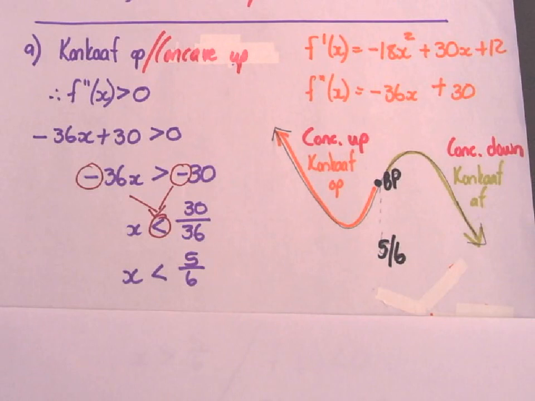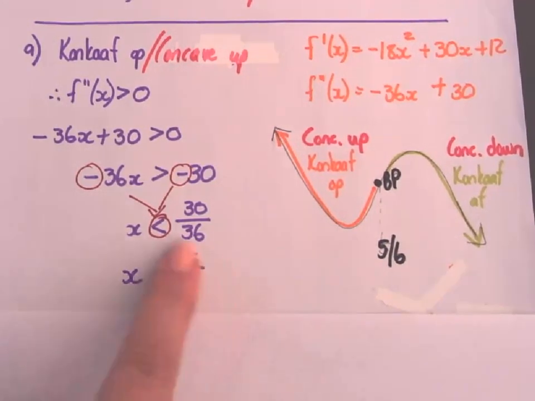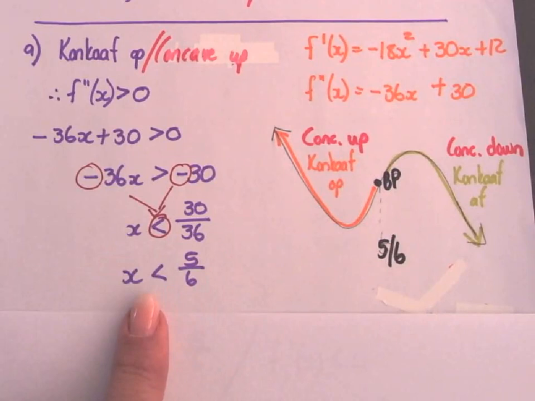Now that we've determined concave up, can we use this and write concave down? Yes, you just swap this.